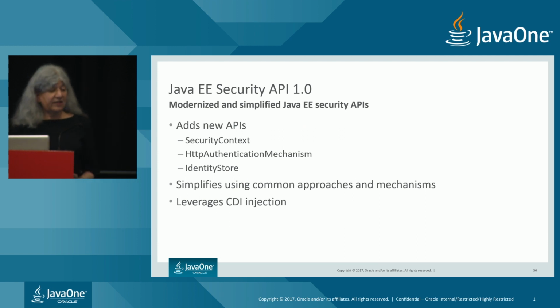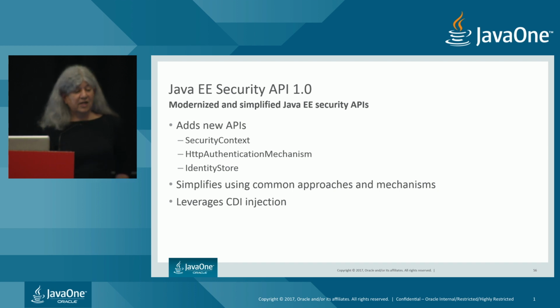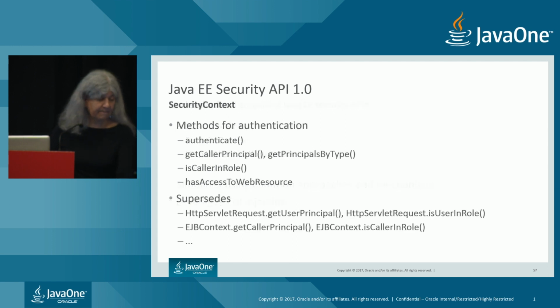Okay, the new Java EE Security API. This is something that was requested for a long time. So there are a number of key new APIs that were added here. I'm going to talk about these three: security context, the HTTP authentication mechanism API, and identity stores. Part of the goal, or a large part of the goal, is simplification of security in Java EE, common approaches, common mechanisms, and leverage of CDI to specify, one, how these work, and two, how they're configured.